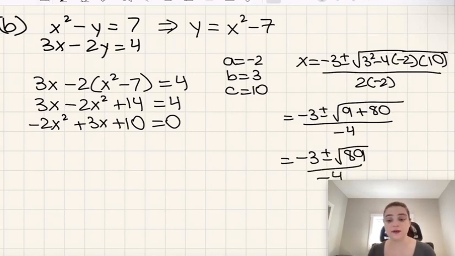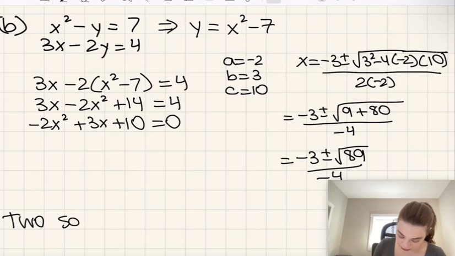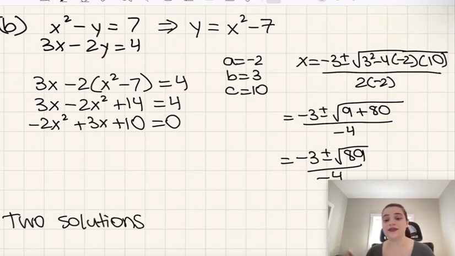And so in this case, we would have two solutions because we have the plus version and the minus version.